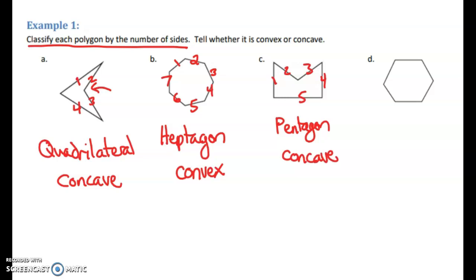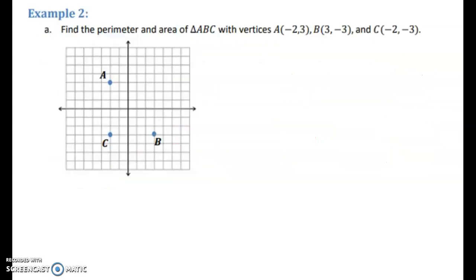Go ahead and do the same thing on example 1D. Classify by the number of sides, and then I'm going to ask you a second question saying, is it convex or concave? All right, so here, 1, 2, 3, 4, 5, 6. So it's 6 sides. That's a hexagon. And it is convex. It does not cave in.